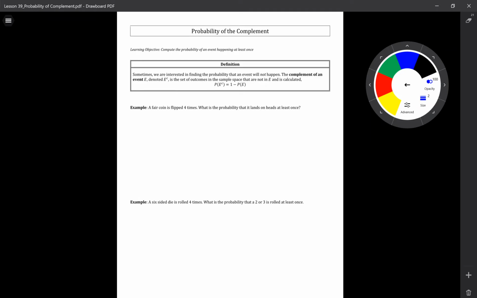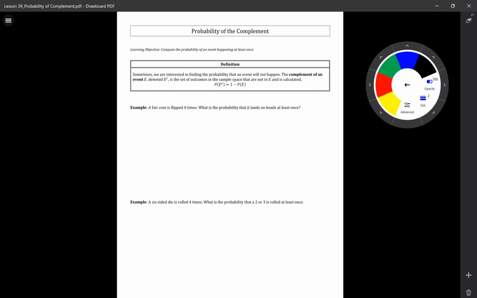So sometimes we are interested in finding the probability that an event will not happen. The complement of an event, denoted E^C, is the set of outcomes in the sample space that are not in E. The probability of the complement is 1 minus the probability of E. This will hopefully make some sense once we do some examples.